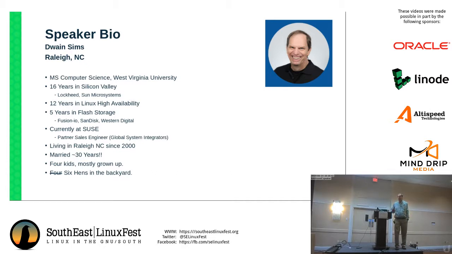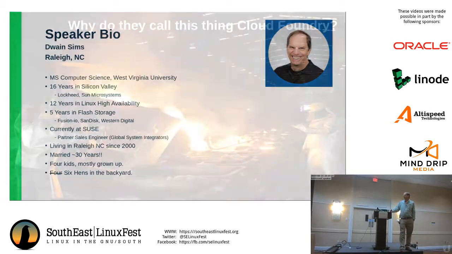My name's Dwain Sims, if you didn't catch that already. I live in Raleigh. I've been working in this industry for quite a while. I spent 16 years in Silicon Valley, and I've lived in Raleigh since 2000, working for various companies. I worked for Sun for a while. I worked for a company called Steel Eye Technologies, based in California but with a lot of its operations in Columbia, so I worked for them for quite a while. I also worked for Fusion.io, SanDisk, and Western Digital. But I moved to SUSE in March of last year. I've been doing some very interesting stuff working with global SI partners, which I've never done before, so this has been a really interesting and fun learning experience for me. That's kind of who I am.